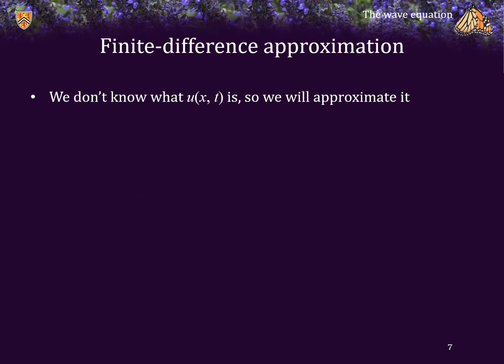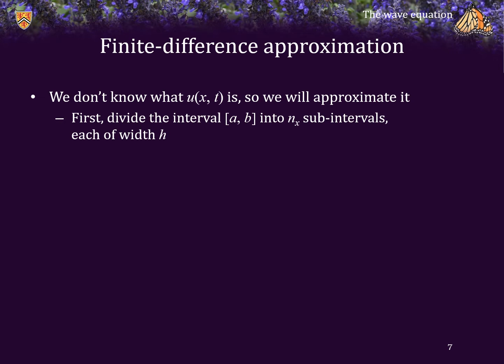Now, once again, we do not know what the state of the string is going to be at any point along it or at any time other than the initial state and the boundary conditions. So we're going to approximate these just as we did before. First of all, again, we're going to divide the interval [a, b] into n_x subintervals each of width h. And thus we have, as before, n_x plus 1 different x values, with the first and last being the endpoints of the interval, a and b.